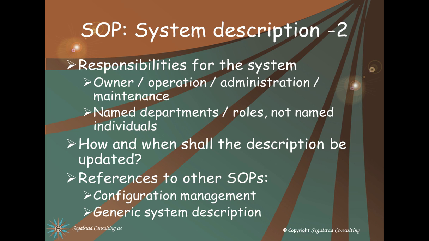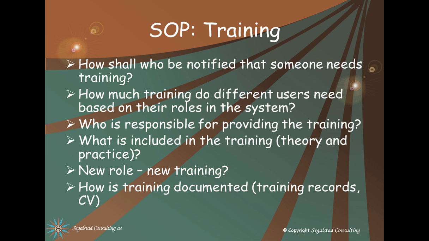We also need to describe responsibilities for the system: owner, operation, administration, maintenance. Could be named departments or roles, but not named individuals. How and when shall the description be updated? Reference to other SOPs, configuration management, generic SOP, generic system descriptions, sorry.